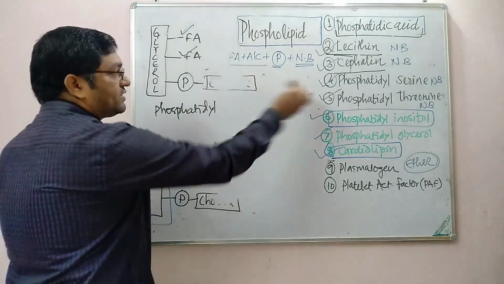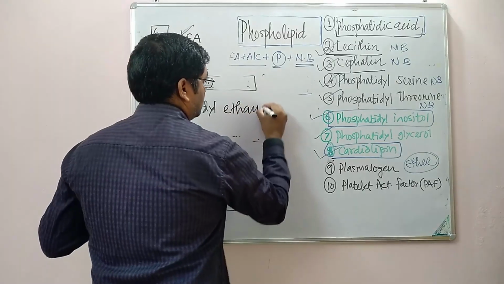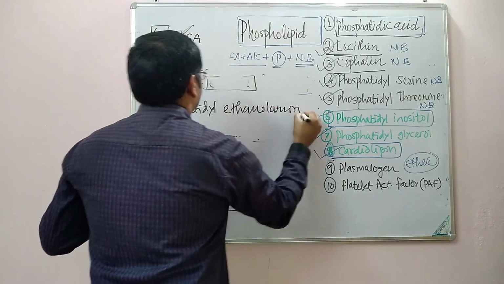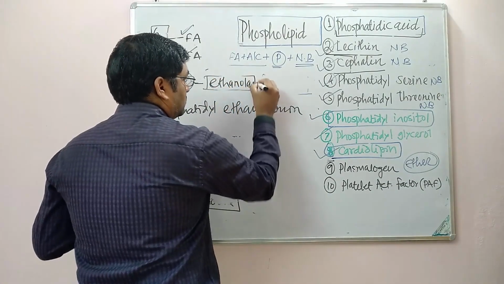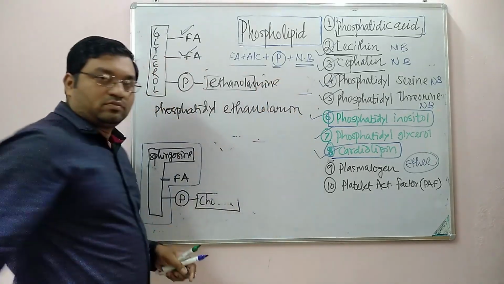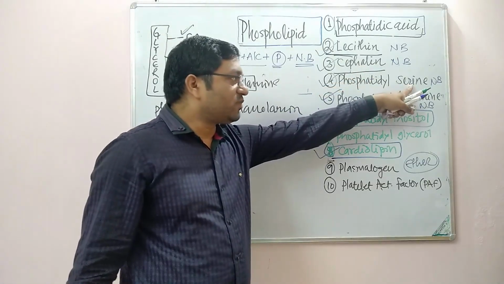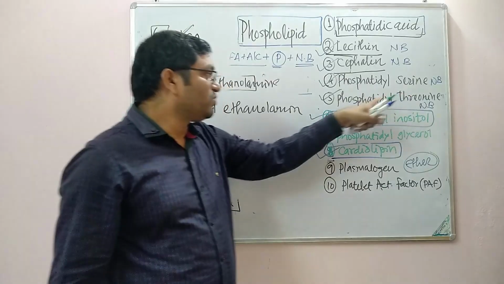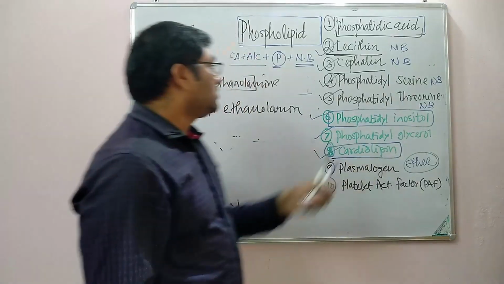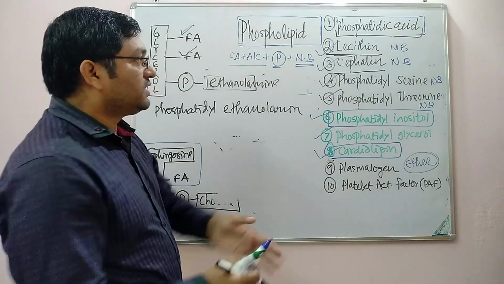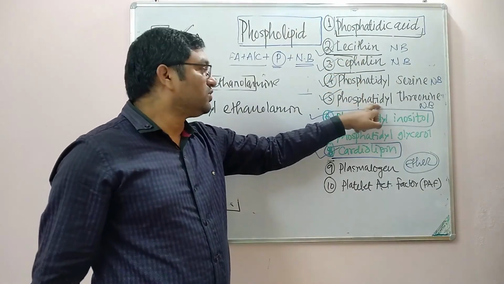The other name for cephalin is phosphatidylethanolamine, and the nitrogen base is ethanolamine. Then phosphatidylserine. In phosphatidylserine, the nitrogen base is serine. In phosphatidylthreonine, the nitrogen base is threonine. So these are the four phospholipids with nitrogen base: lecithin, cephalin, phosphatidylserine and phosphatidylthreonine.